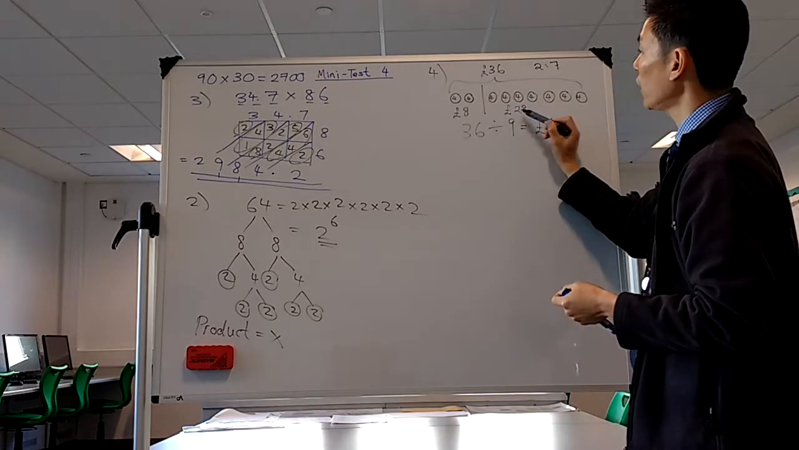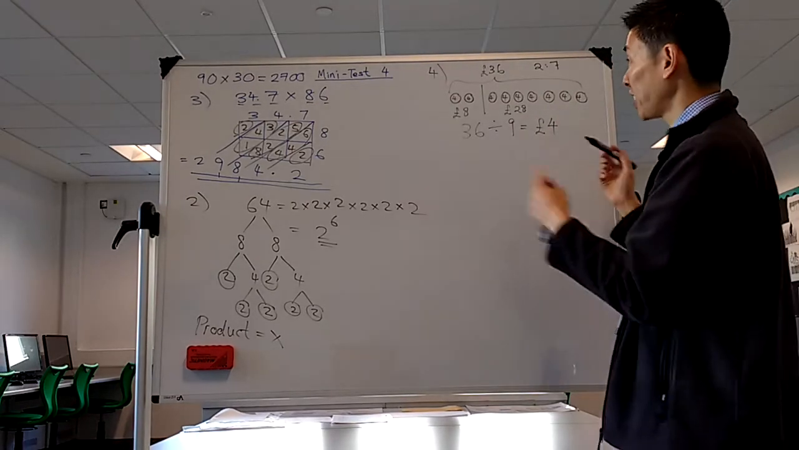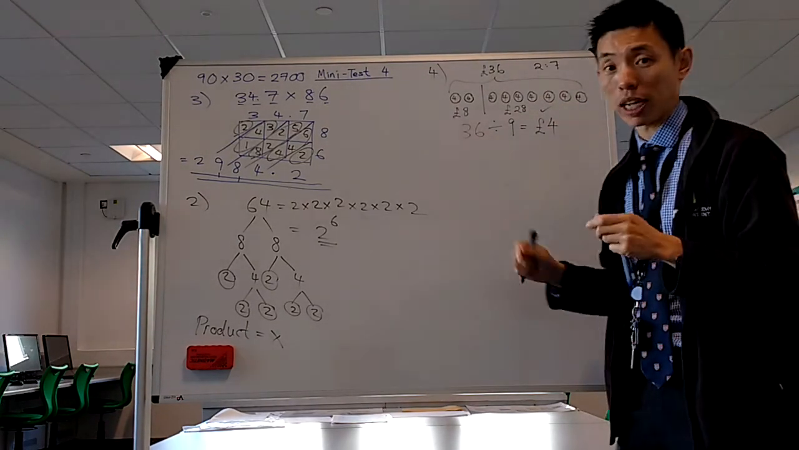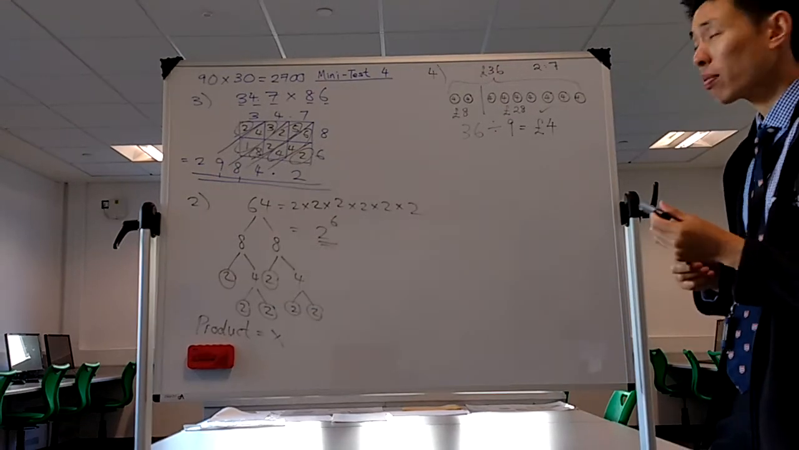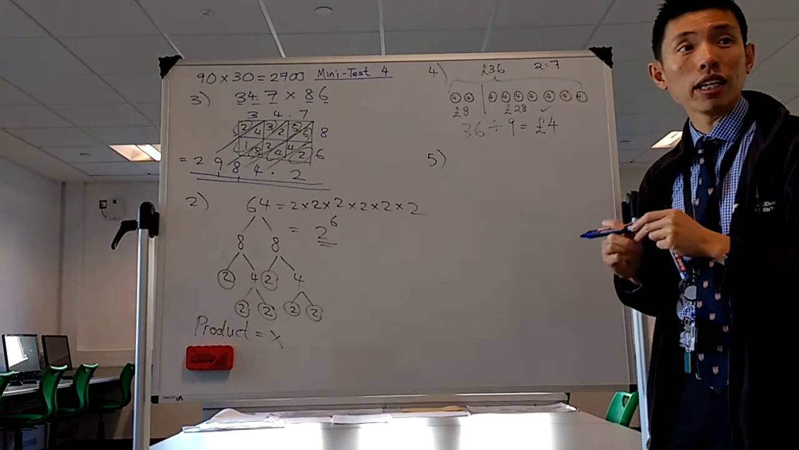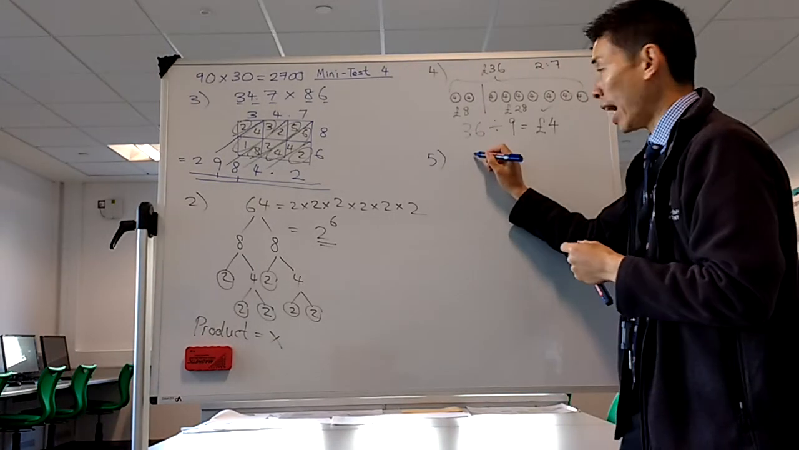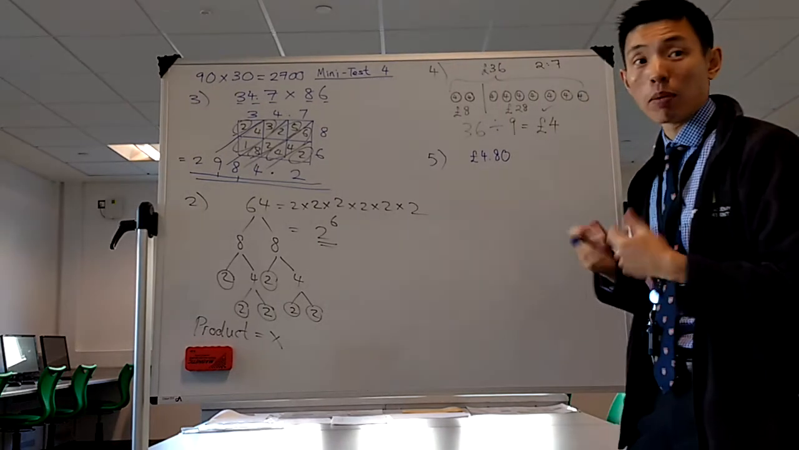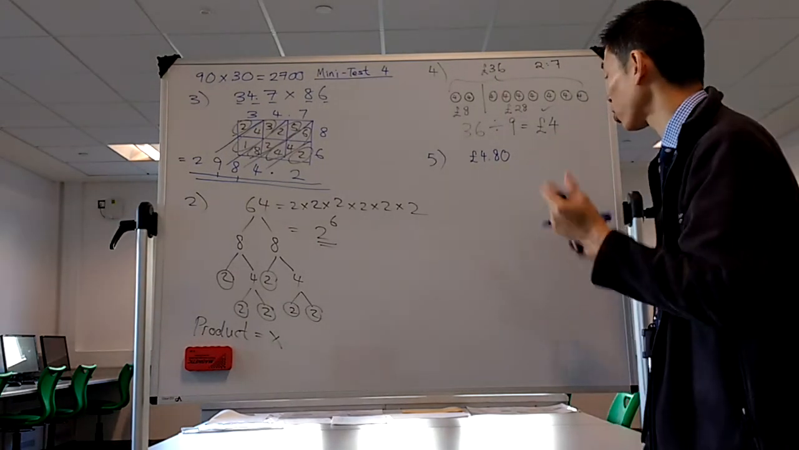Just double check, 28 at 8. Is it 36? If it is, you're most likely to get this right. Okay, so that's the ratio problem. Number 5. It is 4 cakes, and it's £4.80. How much would 5 cakes cost?